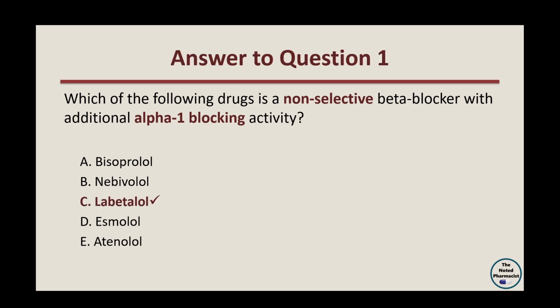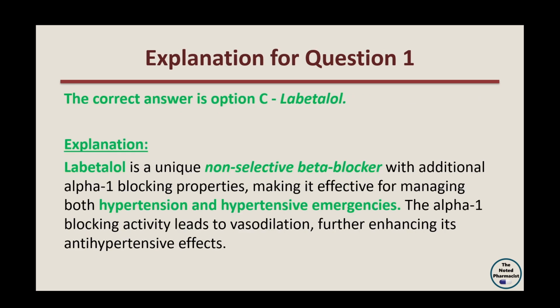The correct answer is option C, labetalol. The explanation is as follows. Labetalol is a unique non-selective beta blocker with additional alpha-1 blocking properties, making it effective for managing both hypertension and hypertensive emergencies. The alpha-1 blocking activity leads to vasodilation, further enhancing its anti-hypertensive effects.